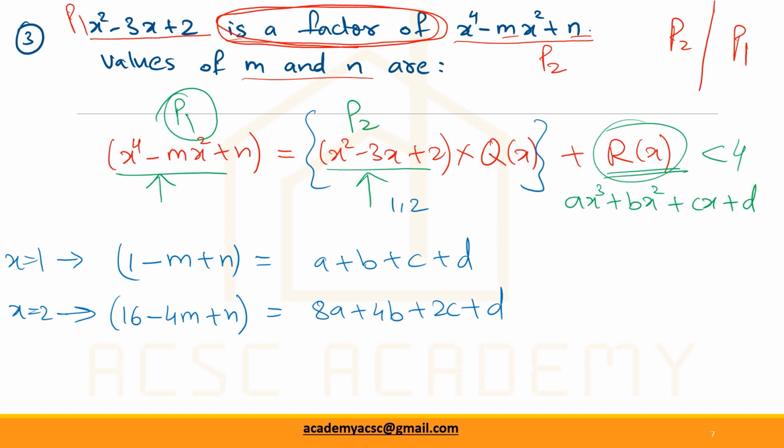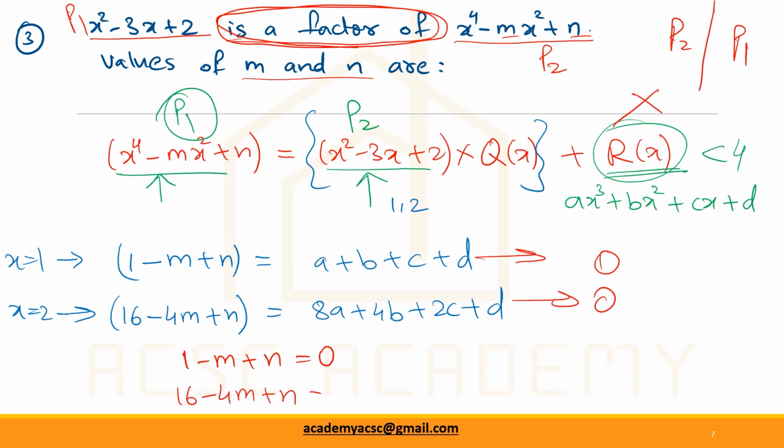P1 is a factor of P2, P2 divides P1. What does that imply? Simply that the remainder will be 0. There will be no remainder left out. Then only we will say that it is a factor, right? Which means whatever we have done over here, these A, B, C, D, they all will be simply 0. And as a result, we have got two simultaneous equations in terms of m and n, which is 1 minus m plus n equal to 0, 16 minus 4m plus n equal to 0. Now we can solve these two simultaneous equations.